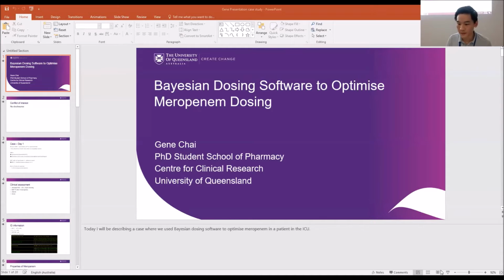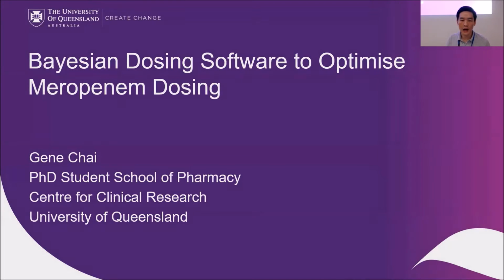All right. So I'll be giving a presentation today on how we've used Bayesian dosing programs specifically to optimize the dose of Meropenem for a case that we had in the ICU here at the Royal Brisbane Hospital. Because Andres and Paul have really done a great job showing you the functionality of the program, I won't be going through that. This will purely be a description of the actual case.